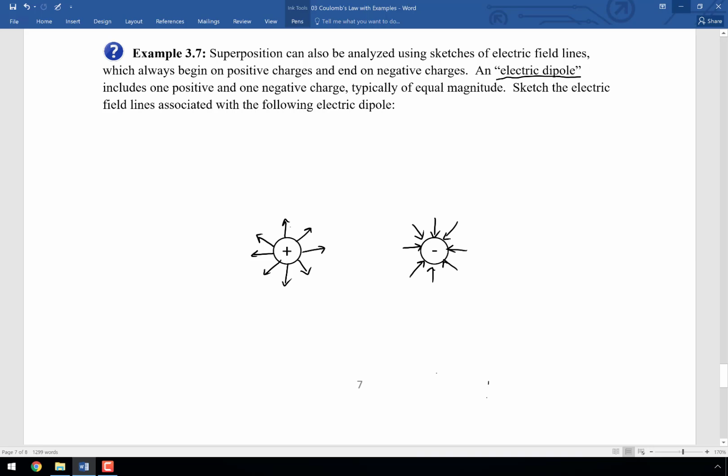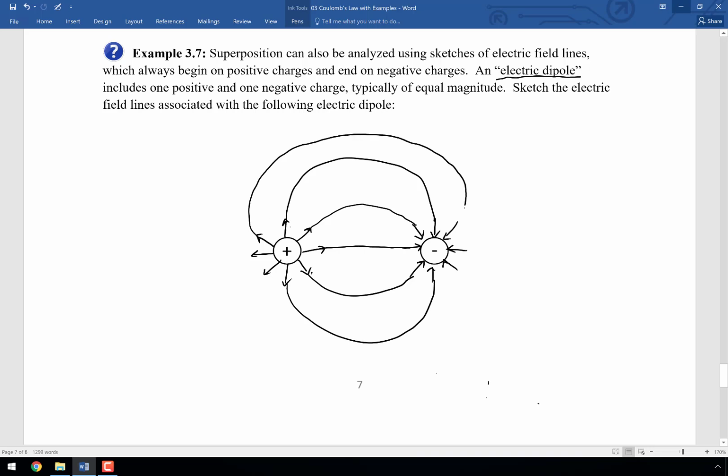And then finally, the last example, imagine that you didn't need to calculate a numerical value, you just wanted to sketch what the electric field looks like. Well, we know that if we have a positive charge and a negative charge, this is known as an electric dipole. And we're going to see electric dipoles quite a lot this semester. They happen naturally, and we also design them as engineers. With an electric dipole, the positive charge is going to have electric field lines emanating away from it. It is a source of electric fields. And then the negative charge is a sink of electric fields.